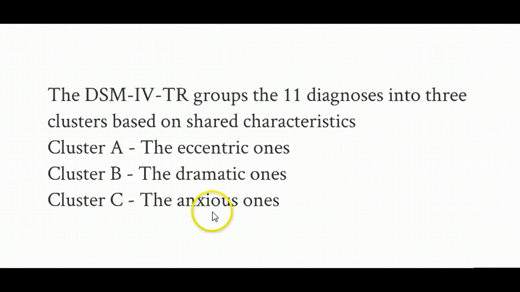Cluster C is the anxious, and then add fearful there. Anxious and fearful cluster. So this cluster consists of avoidant personality disorder, dependent personality disorder, and listen carefully, obsessive compulsive personality disorder. Very different from just obsessive compulsive disorder. So that's obsessive compulsive personality disorder.